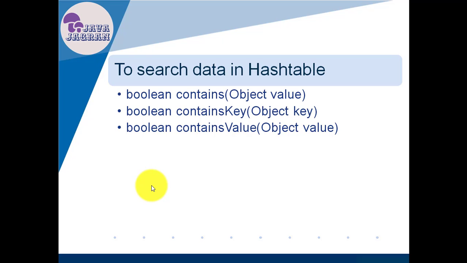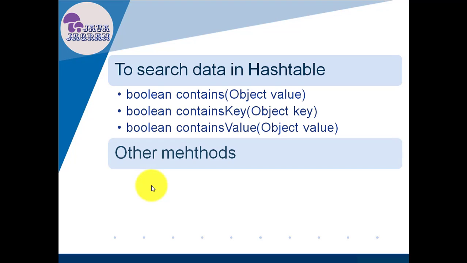Same like contains key, it will search for the key, and if any of the keys match the given key, it will return true, else it will return false. Apart from that, there are some other convenience methods like size, clear, and isEmpty. Size will simply return the size, so how many entries are available in the hash table.